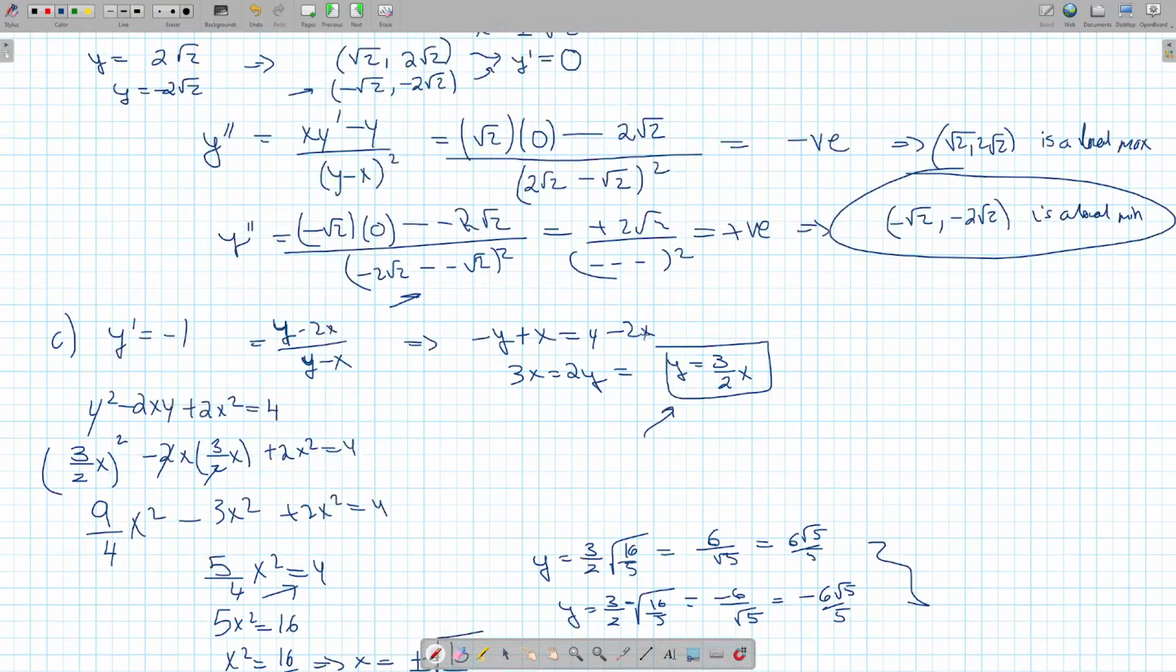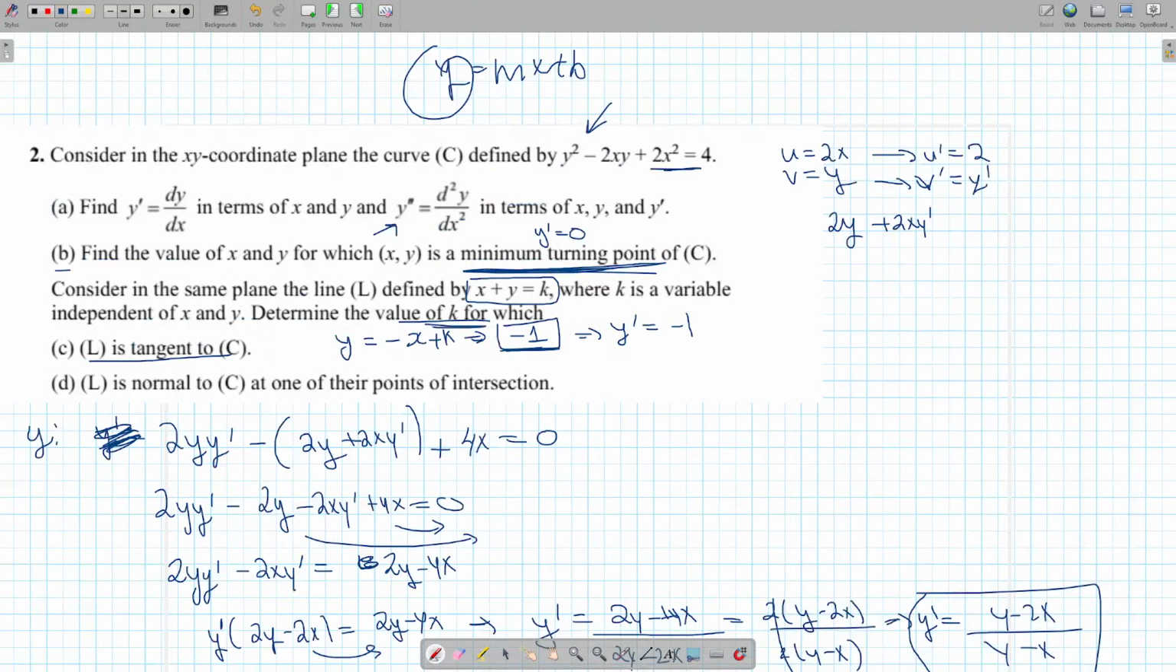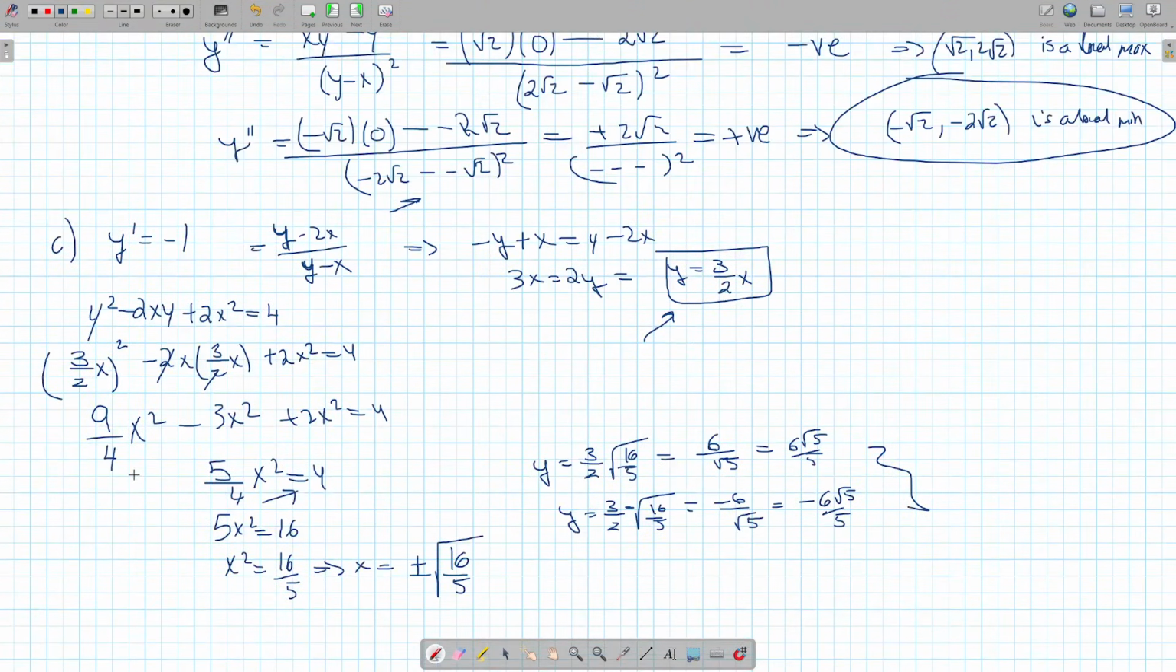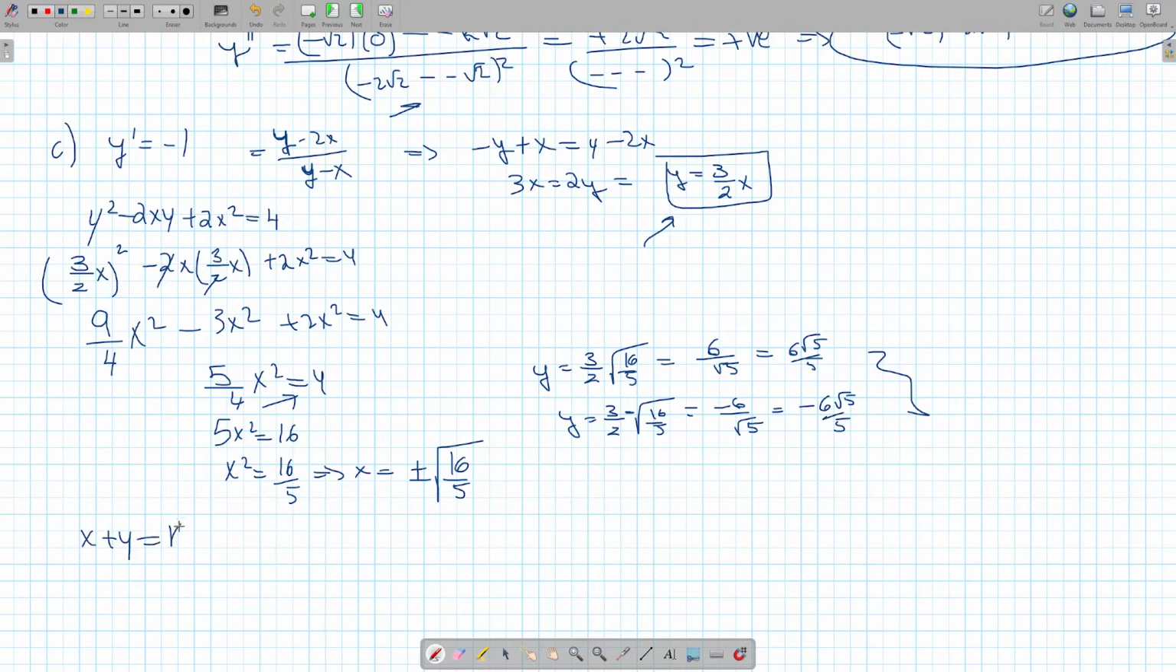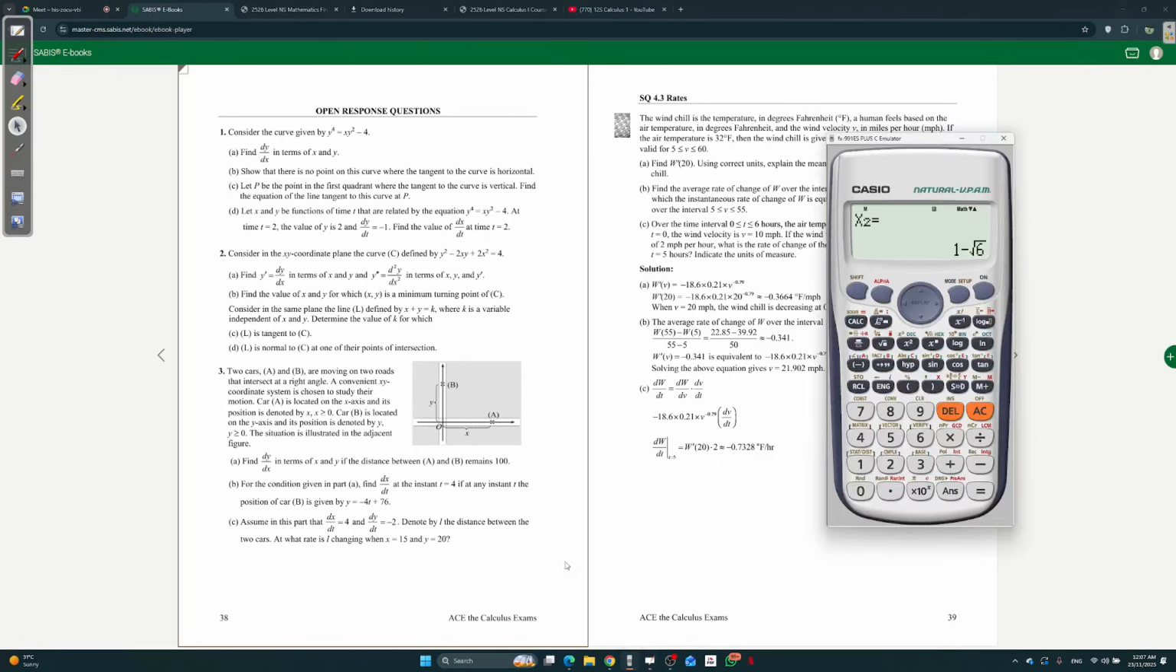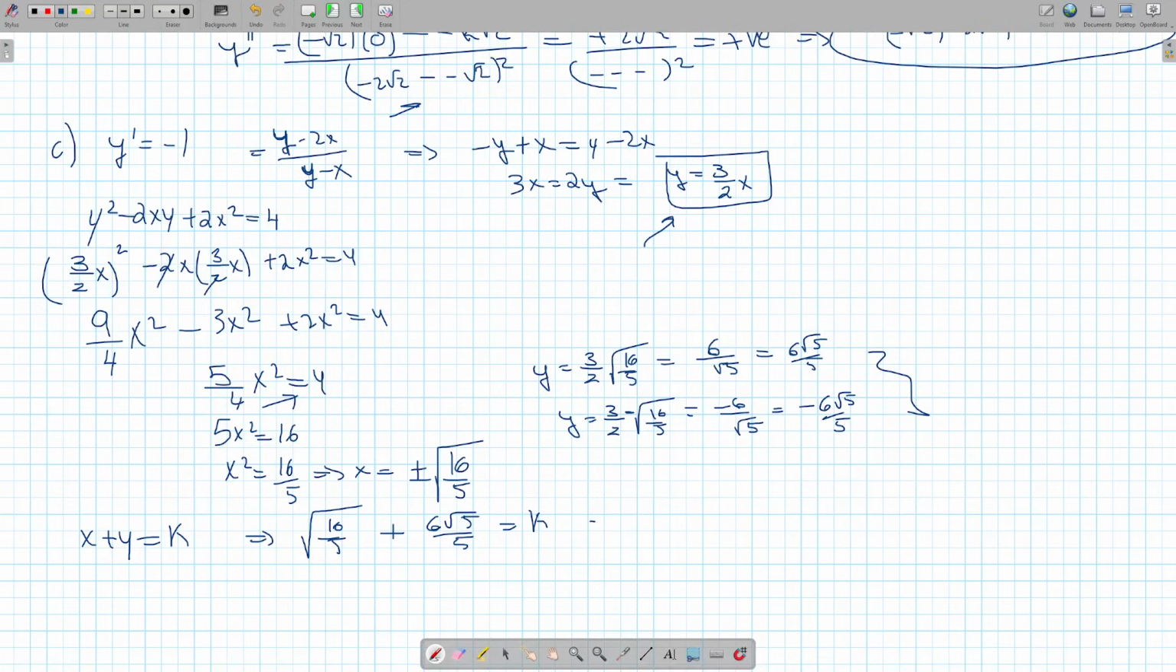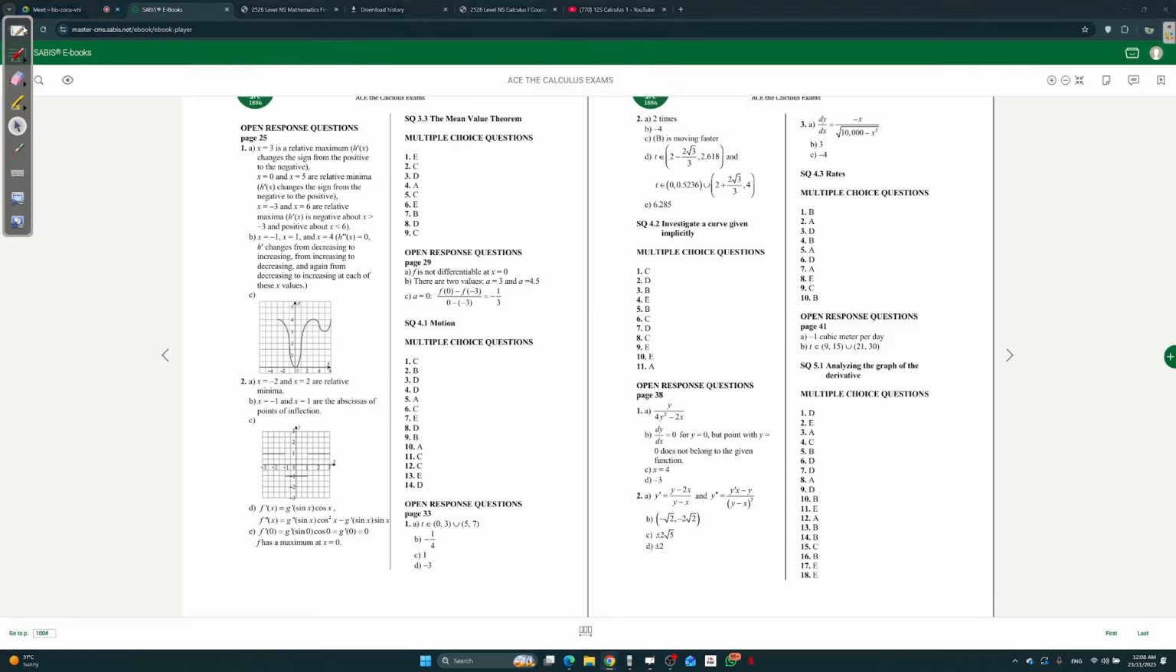Anyway, so you now have your x and y value. So determine the value of k. Over here you substitute it, we said x plus y equals k. So radical 16 over 5 plus 6 radical 5 over 5 equals k. Let's just do this on our calculator. You get 2 radical 5. Let me just make sure of this from the answer key. So yeah, it's correct, plus or minus 2 radical 5, and that's what we got. We got our first one as 2 radical 5.